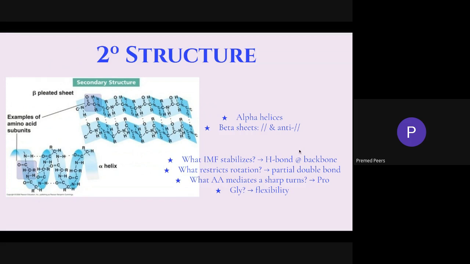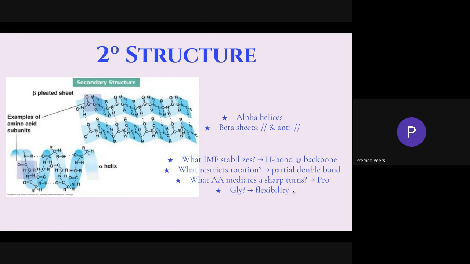So here is the summary. What kind of intermolecular force is stabilizing these secondary structures? It is hydrogen bonding along the backbone, not between the side chains. What is restricting the rotation? It is the partial double bond that gives them the planar conformation and restricts the rotational angles they can adopt. And because of the strain due to the conformation adopted, they can only adopt certain forms, which right here are the alpha helix and the beta sheet.